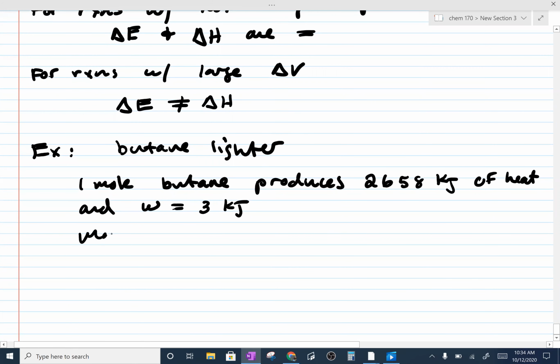What are delta H and delta E for this reaction? Let's compare the two.